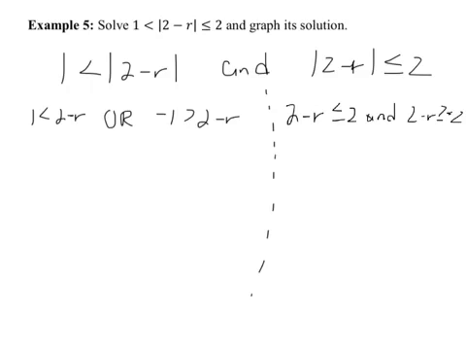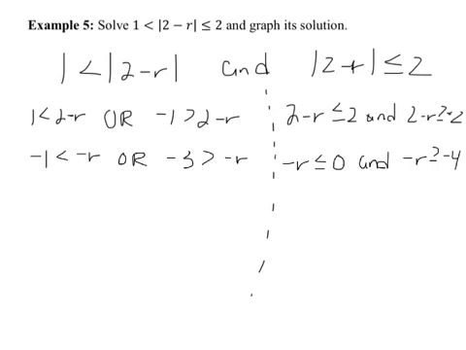So what we have here is 4 different parts of the problem. It's this or statement and this and statement. So let's solve these each individually. Start over here, we'll work this one, then this one, then this one, then this one. First we can start by moving the 2 over by subtracting 2. And that's negative 1 less than negative r. Or, in this case, again subtract 2, negative 3 greater than negative r. Over here we subtract the 2, we get negative r less than or equal to 0. And when we subtract 2 on this side, we get negative r greater than or equal to negative 4.